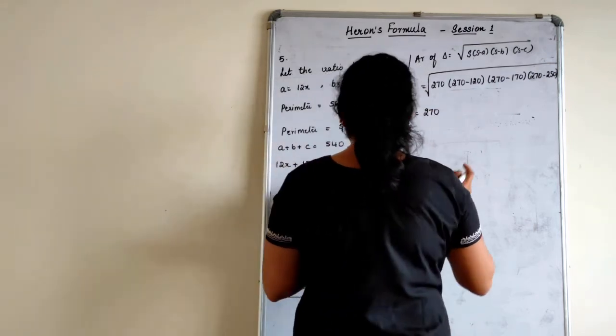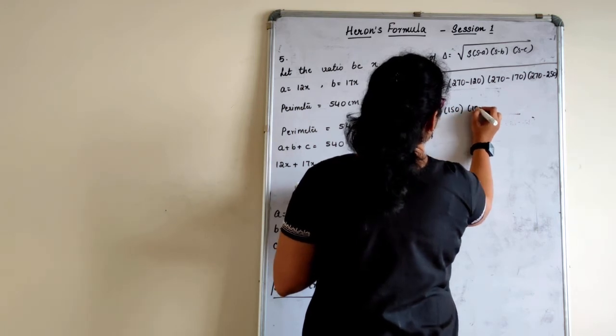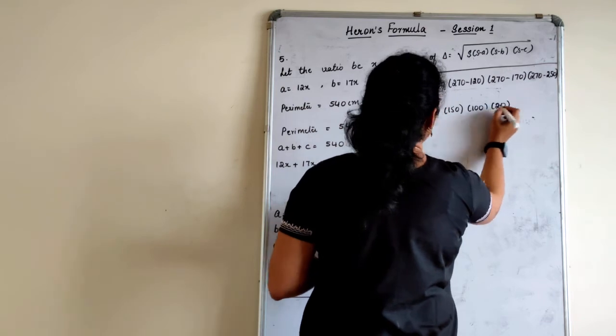270 minus 120, 150. 270 minus 170, 100. 270 minus 250 is 20.